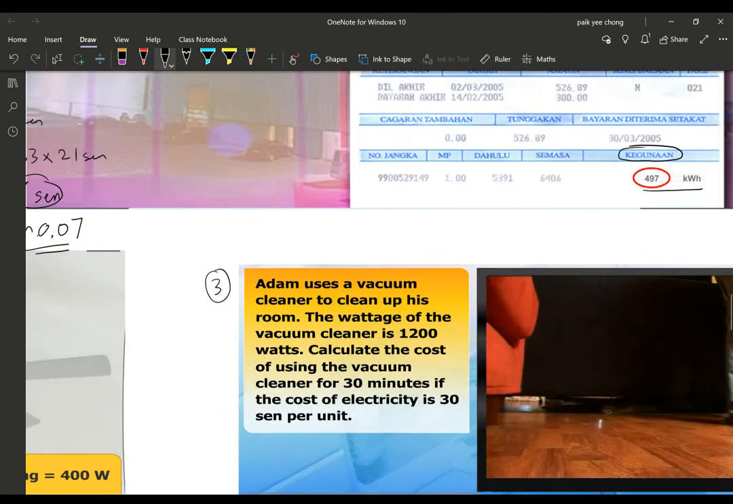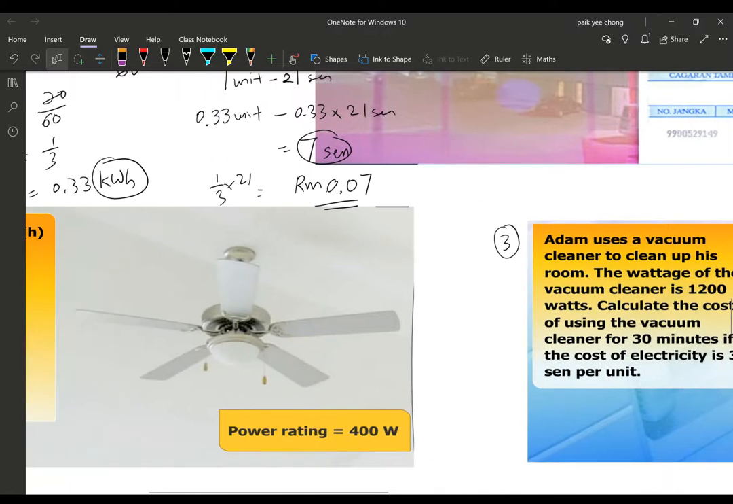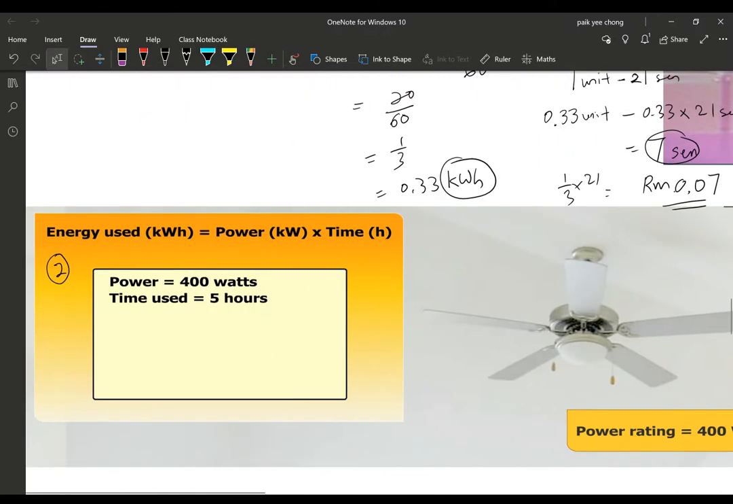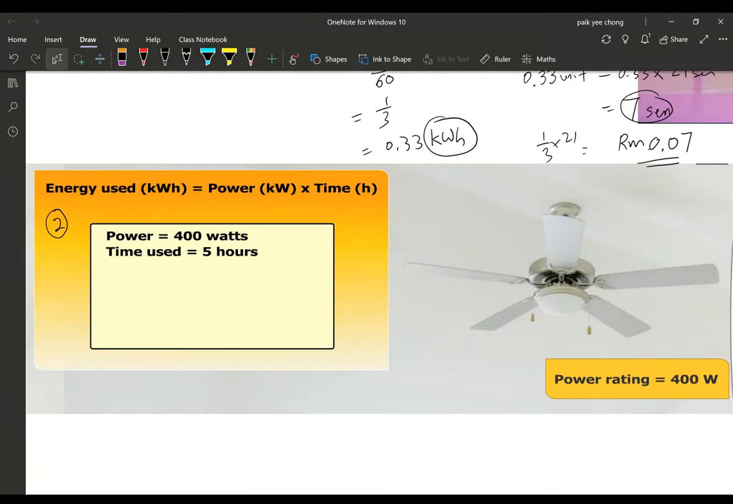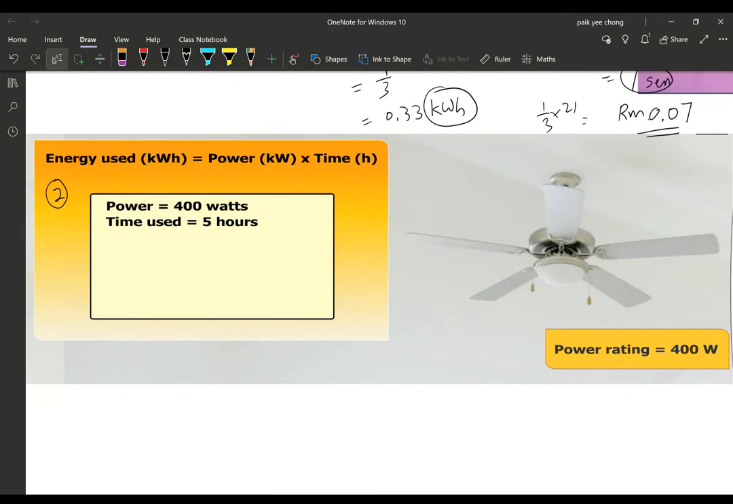Okay, so let's look at another question. Let's try question 2. Question 2 is a simpler one. You don't need to calculate the cost of electricity, just calculate the energy use. How much energy is used if a fan with a power rating of 400 watts is switched on for 5 hours? First thing you need to do is write your formula, which is electrical energy use equivalent to power times time. Don't forget power has to be in kilowatt and time has to be in hours.